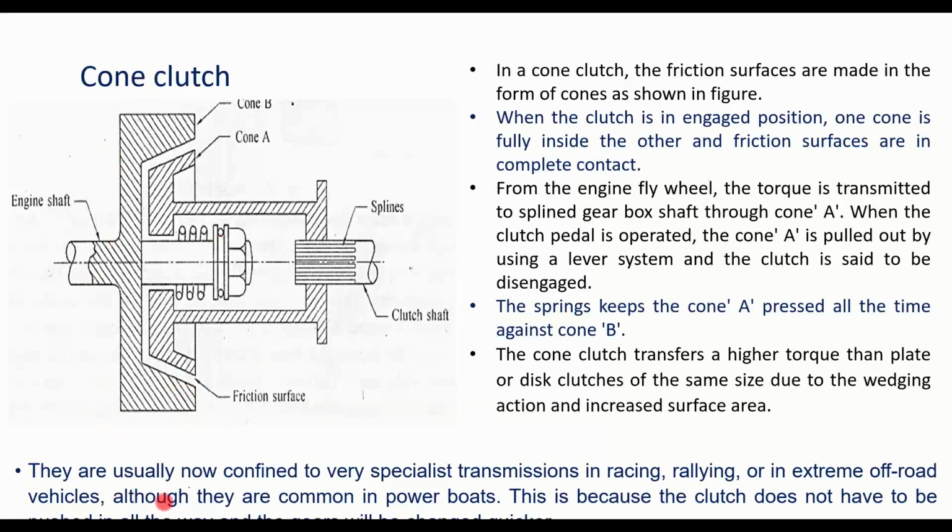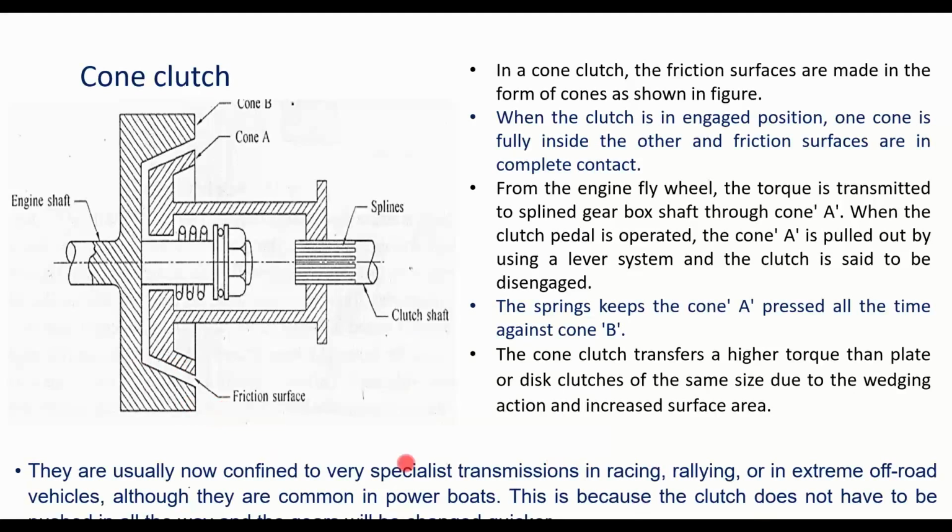They are usually confined to very special transmissions in racing cars, extreme off-road vehicles, power boats, etc. These are some of the applications: racing cars, rallying cars, off-road driving vehicles. If you ask why, it doesn't require complete disengagement and engagement. Even partial disengagement will help in shifting the gears, so gear shifting will be much quicker. When you want to move the vehicle at a very high rate, gear shifting lag will be much less in the case of a cone clutch.